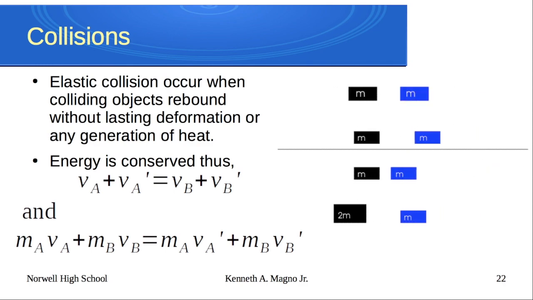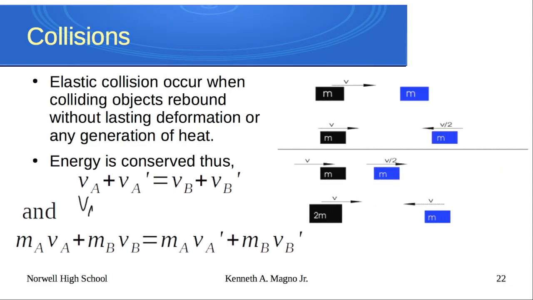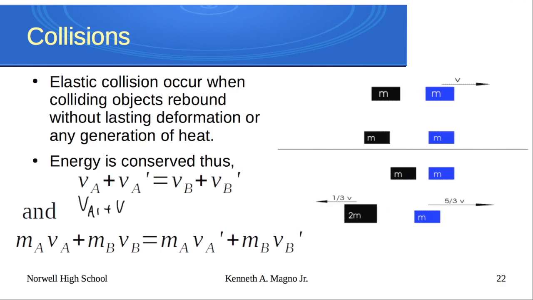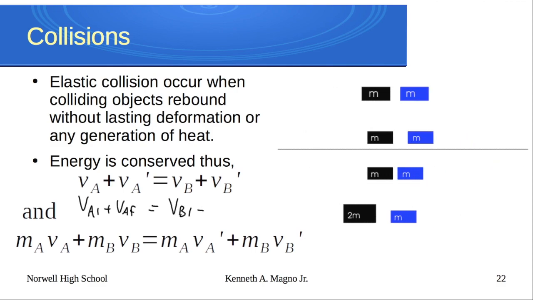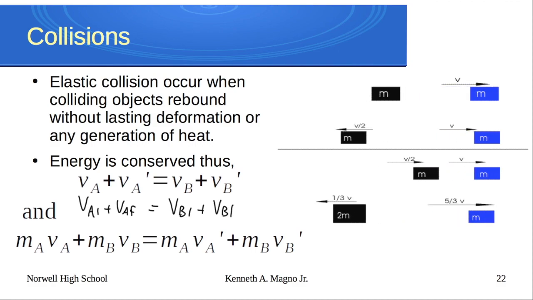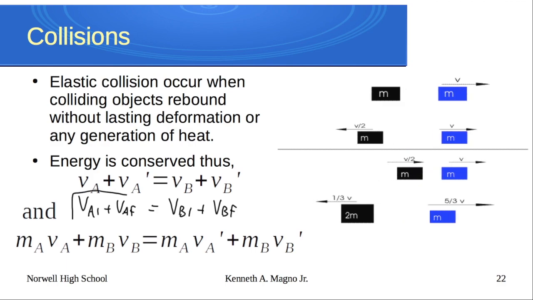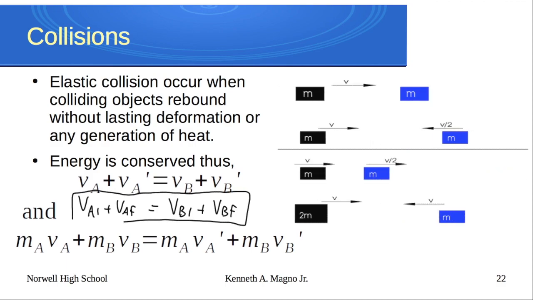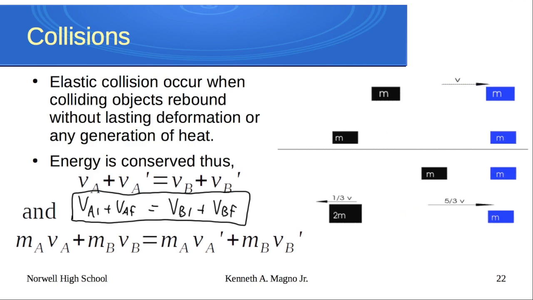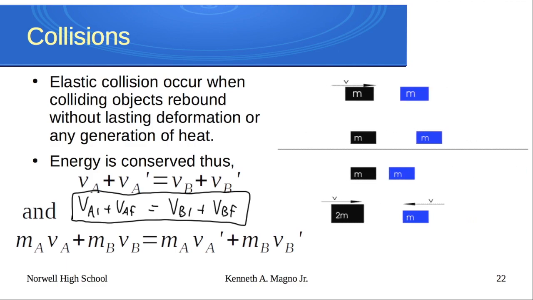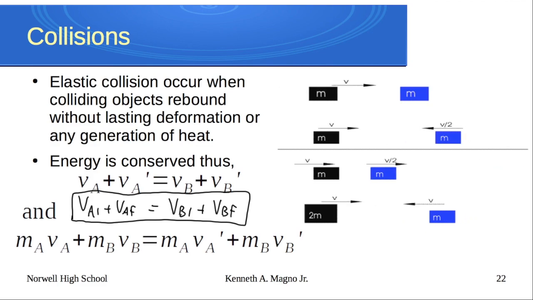velocity initial for A equals the velocity final for A. So I'm going to rewrite this with the final. So VA initial plus VA final equals the velocity initial for B plus the velocity final for B. Okay? So this is just that special case for elastic that's telling us that if I add the two velocities of object A together and the two velocities of object B, that also holds true, along with conservation of momentum.